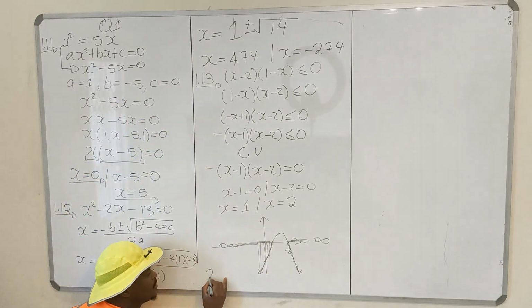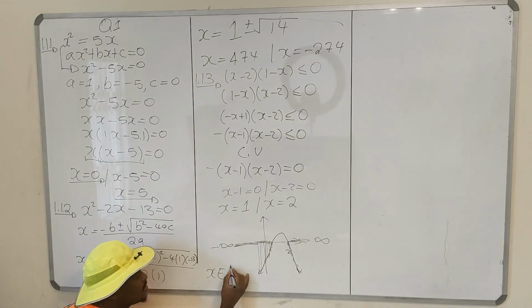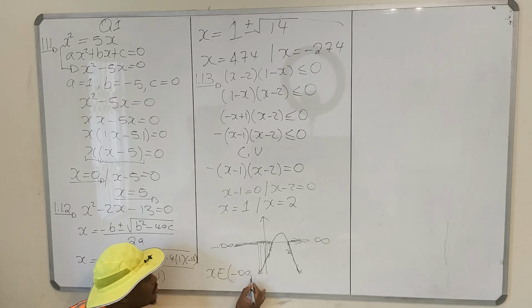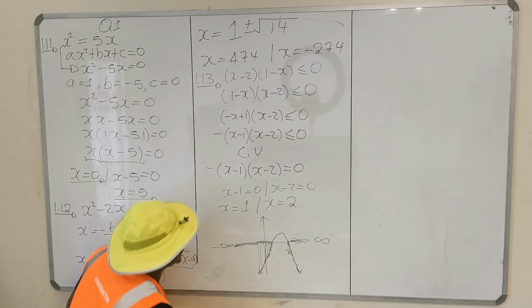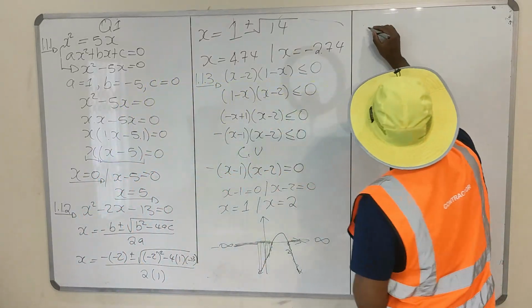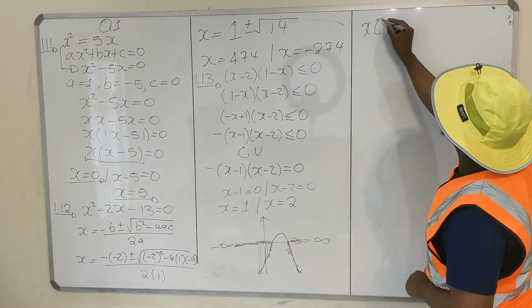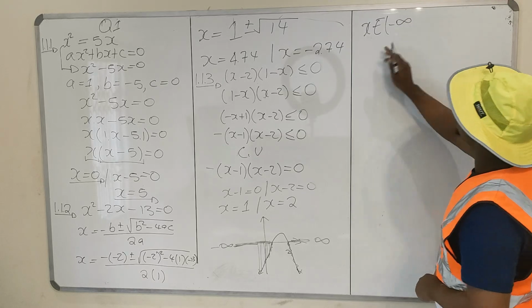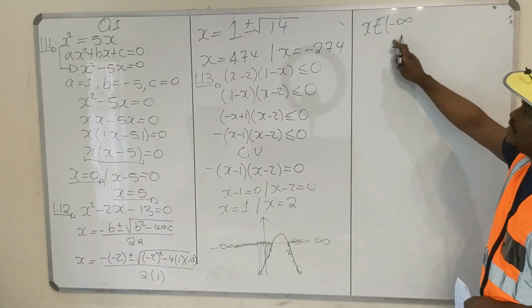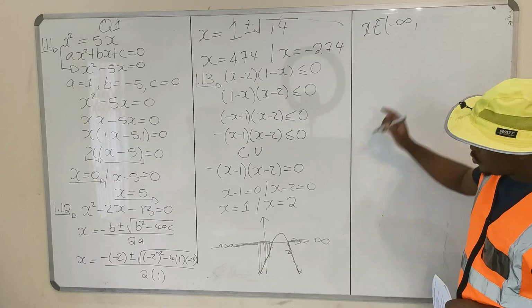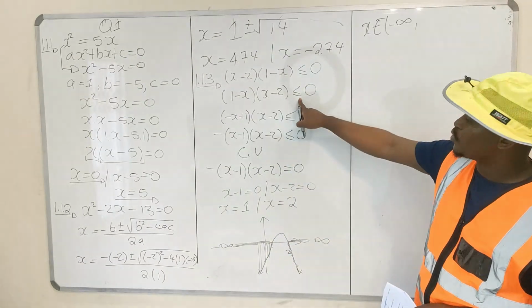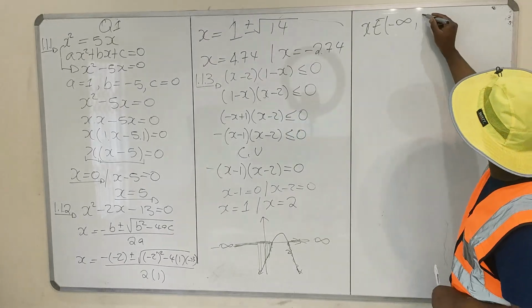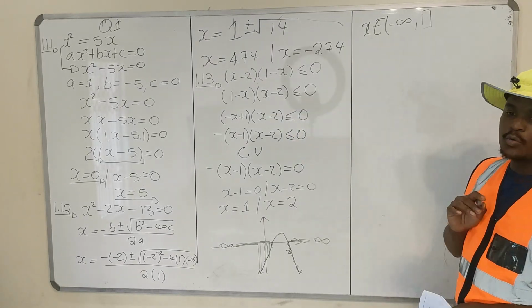So when you write it, we'll say our x is an element of what? Actually, let me use the other side of the board. So we'll say x is an element of negative infinity, so x is from negative infinity to what? To 1. Is 1 included? Yes, it is included because we said 'or equal to'. So to 1, then we say square bracket. That's how we show the inclusion.